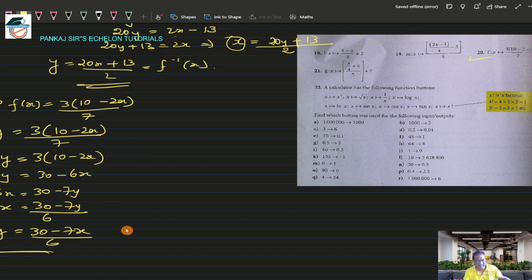Now I think there is some ambiguity in the textbook. The answer given for this particular question behind at the end is 7x minus 30 upon 6. This answer is possible if there is a minus somewhere in the question, suppose in front of 7 or in front of 3. But that is not the case. I have seen the question many times and I couldn't see any minus over there. So if there was a minus, then this would have been the answer. But it is not a minus.